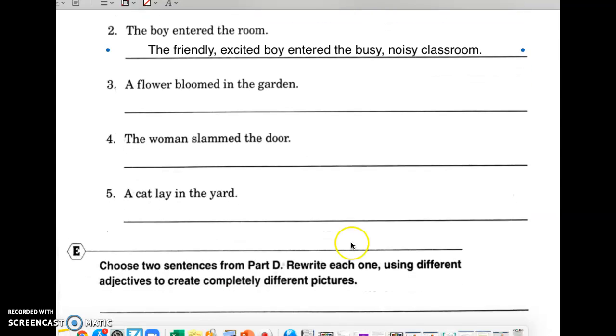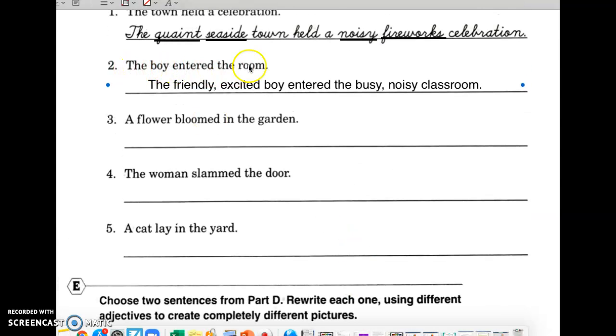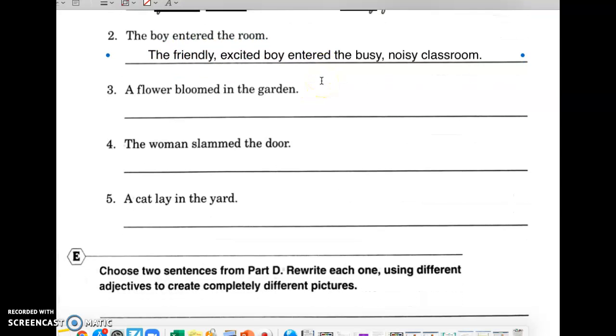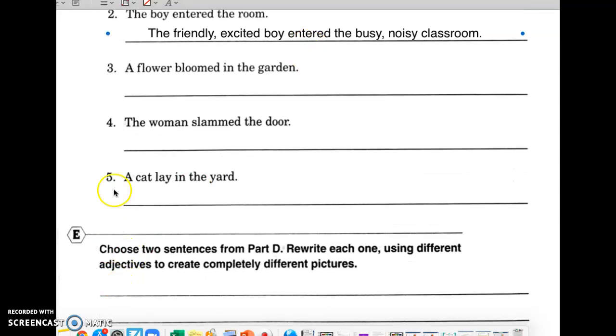So notice here, I'm going to pick number 2. The boy entered the room. Instead of my boy being friendly and excited, I'm going to paint a completely different picture here. This picture that I painted in this one, it was exciting. It was happy. It was uplifting, upbeat. I'm going to paint the completely opposite picture here now. Instead of my boy being friendly and excited, I'm going to talk about a boy who maybe is tired and sad. The tired, sad boy.